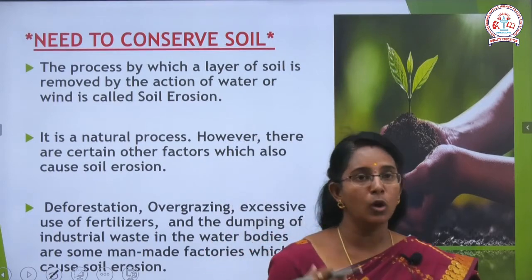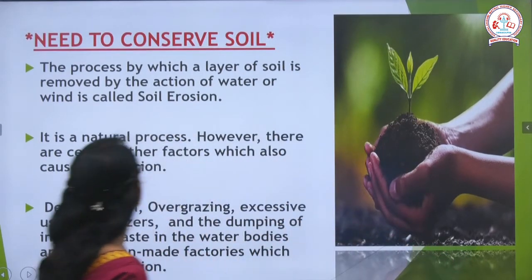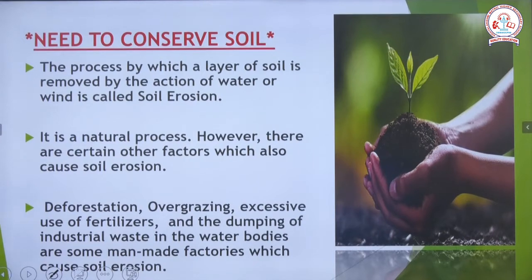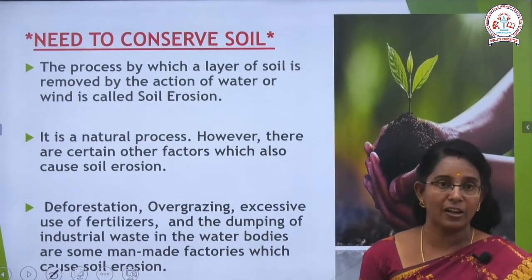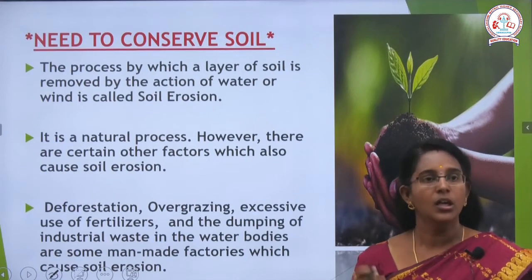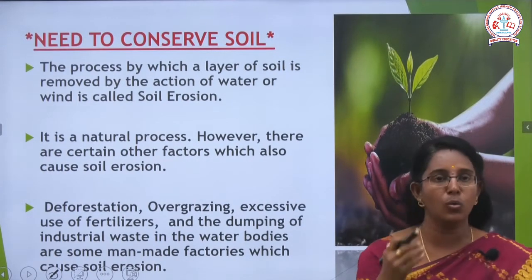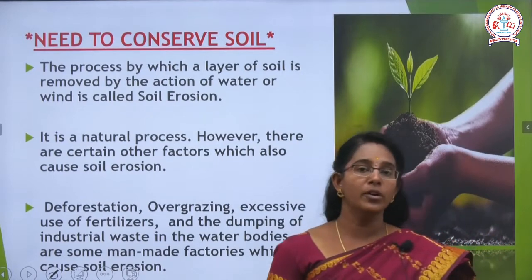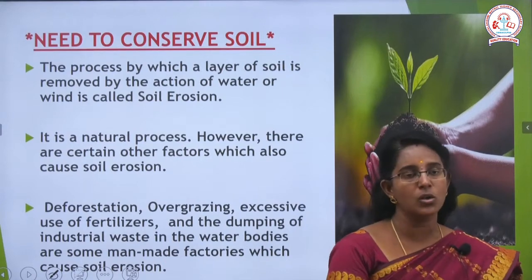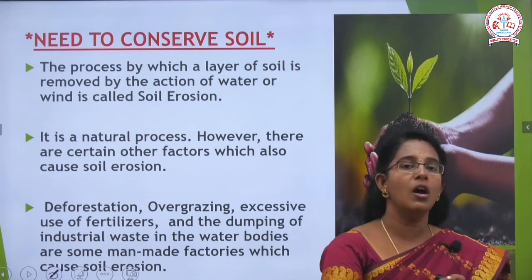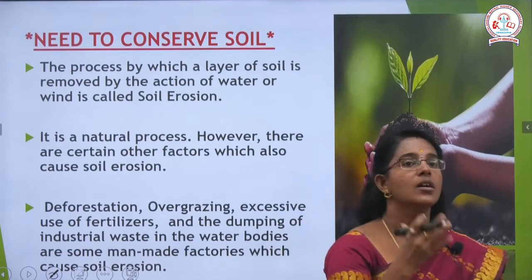Like water, we also want to conserve the soil. What activities do we want to do? The process by which a layer of soil is removed by the action of water or wind is called soil erosion. So what is soil erosion? Because of rainfall, the water washes the soil away, and the soil is moved away directly. That is called soil erosion.